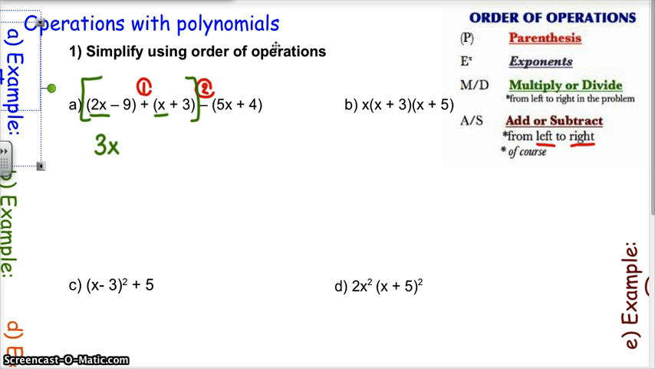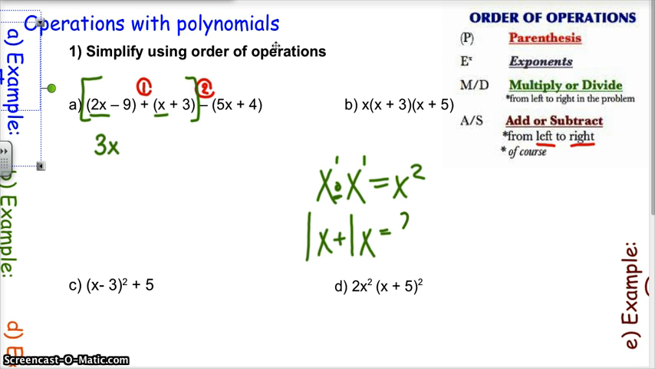Keep your rules separate. When you multiply like bases, that's when you add the exponents. When you add like terms, you're really adding the coefficients. It starts getting a little confusing. So here I'm combining like terms. 2 of something plus 1 of something is 3 somethings. And I'm going to combine it with a -9 and a +3. That answer now needs to be subtracted from the rest of the problem.